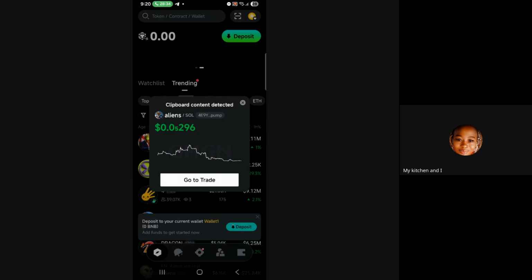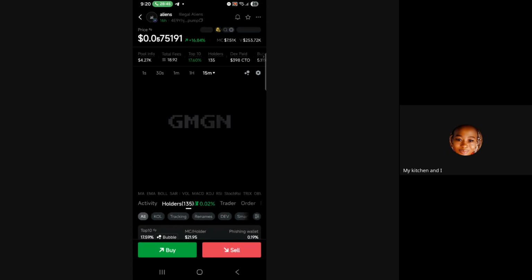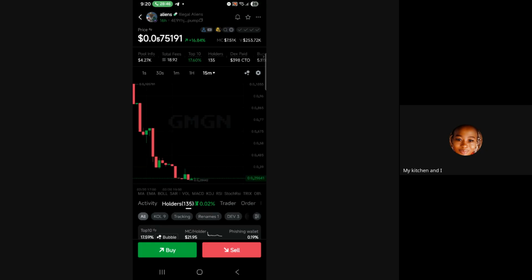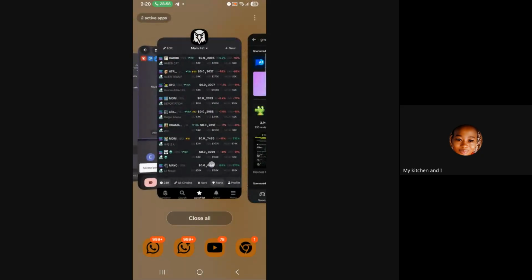Then remember I've copied it already. You need to sign up and the rest of everything. But I've already copied it, so it will automatically show you the clipboard content detected. Go to trade. Then if I go to trade, it shows me the market cap of the token. Sometimes this market cap they touch, say 7.51K. Let me be sure that this coin has not left me.